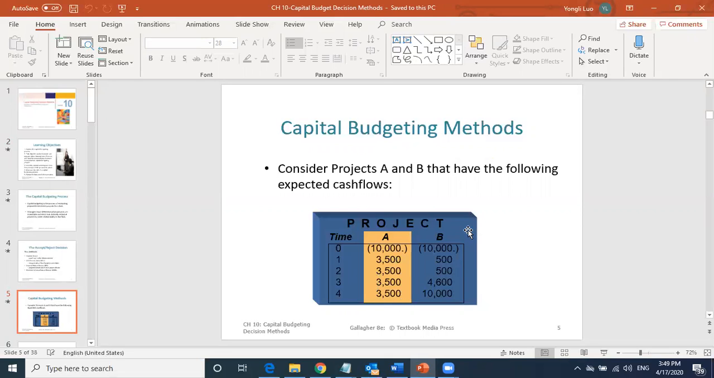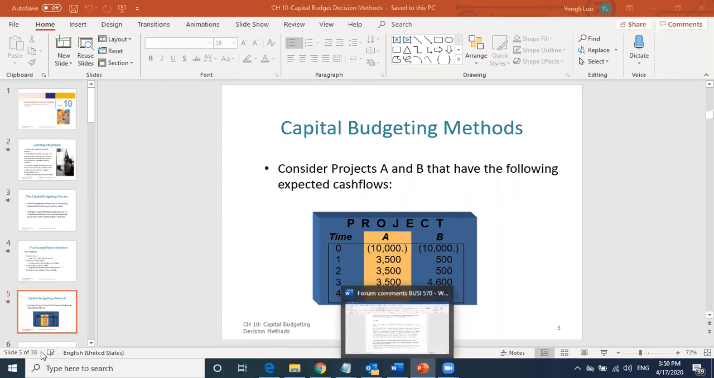And for project B, you will invest the same amount, which is 10,000 US dollars. But the first year you got $500. Second year you got 500. The third year you got 4,600. And the fourth year you got 10,000. So that's all the revenue you will get from investing in that project. Okay, let's say we have these 2 projects.